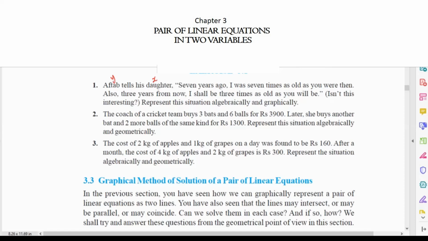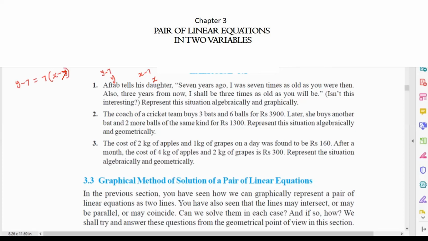7 years before means Arafath's age will be y minus 7 and daughter's age will be x minus 7. And at that time the relation is, I was 7 times as old as you. That means this y minus 7, that is Arafath's age before 7 years, was equal to 7 times the age of the daughter at that time. At that time her age is x minus 7.